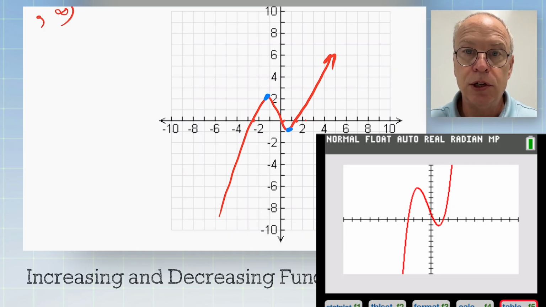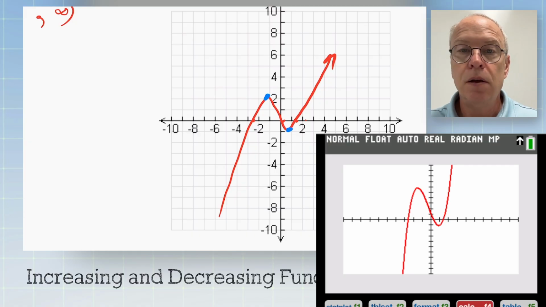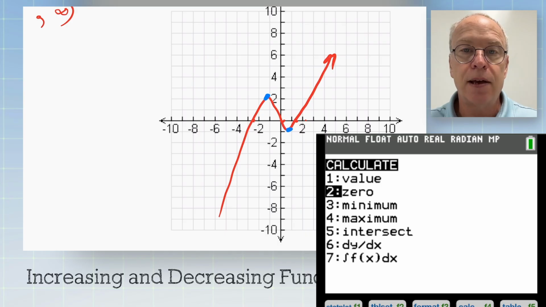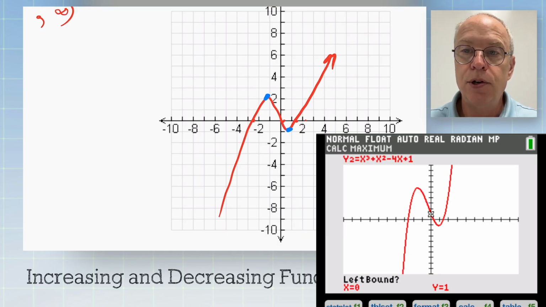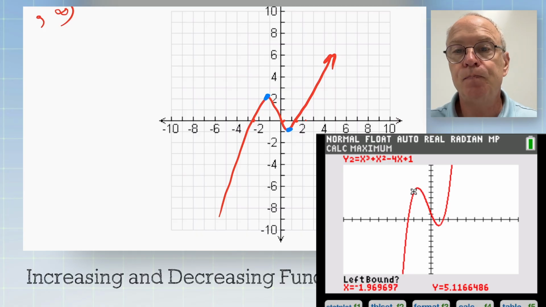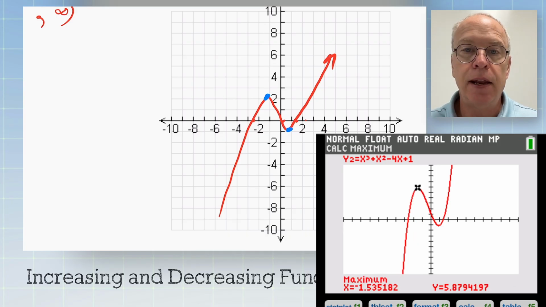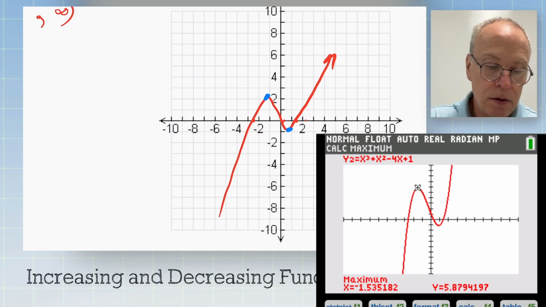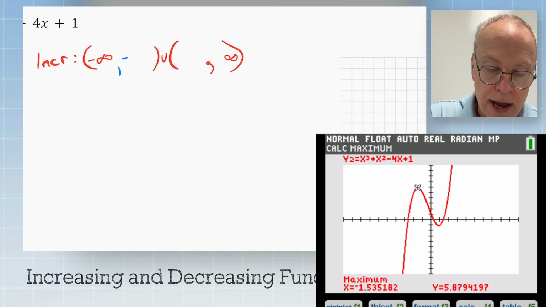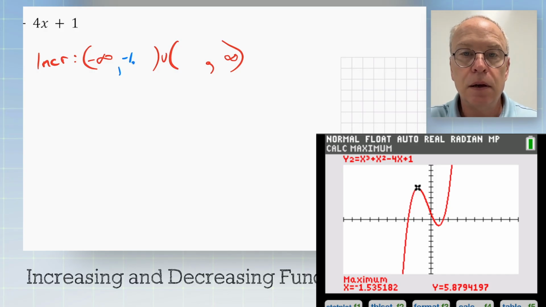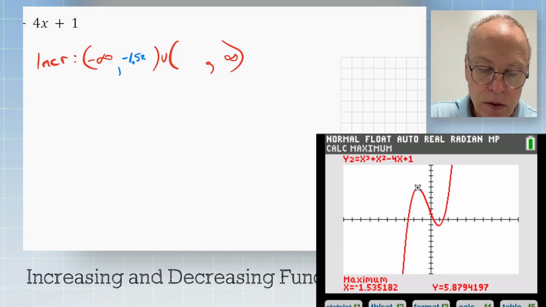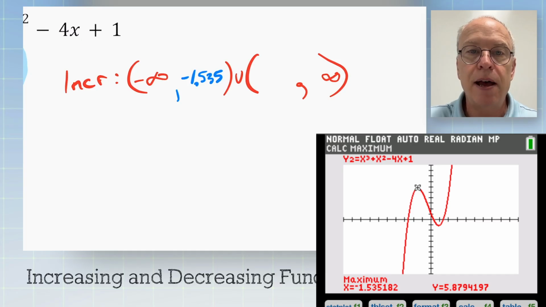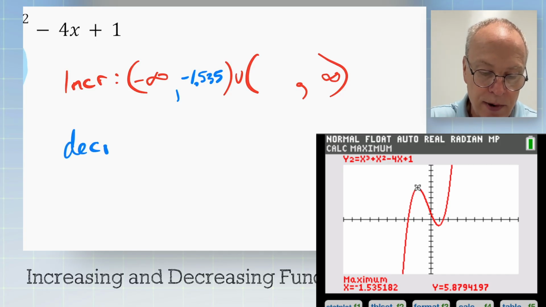Second trace, which is where calculate is. Second trace gives you calculate. Let's start with the max, the one that's on the left. Enter, and you have to go a little to the left of it. Enter. Go a little to the right. Enter. And just hit enter again, and it'll tell you exactly when that happens. That happens at negative 1.535.